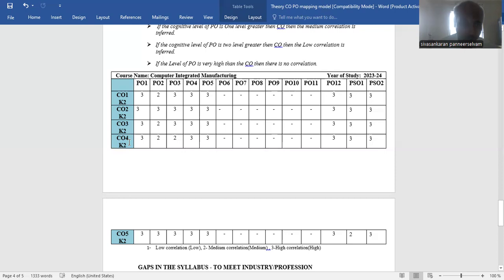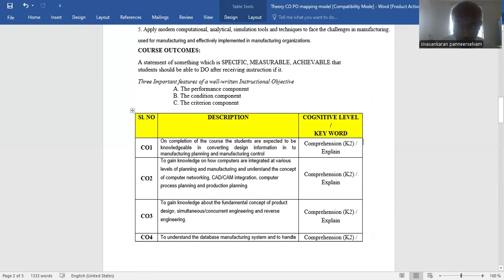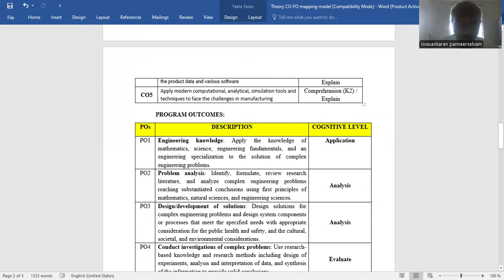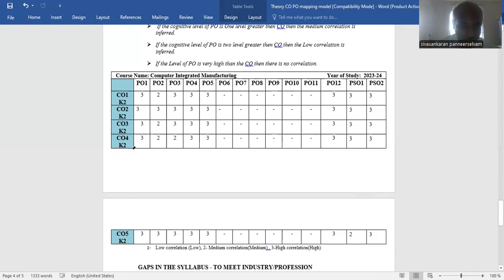Now CO4, the fourth course outcome. Comparing with PO1, what is the fourth course outcome? Understand the basics of database manufacturing system and how to handle various product data with the help of the software system. Yes, for database management and control of software, we require technical engineering knowledge on how to handle it. So CO4 and PO1 have a high degree of correlation, so it is given as 3.